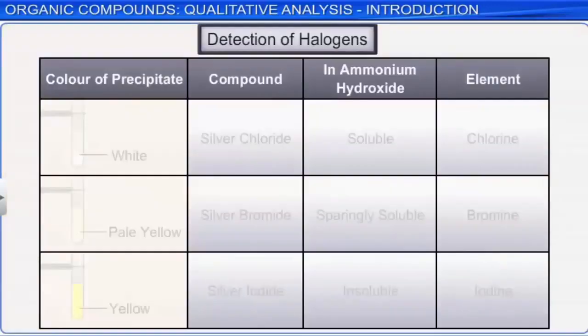A white precipitate, soluble in ammonium hydroxide, indicates the presence of chlorine. The white-colored precipitate is due to the formation of silver chloride.